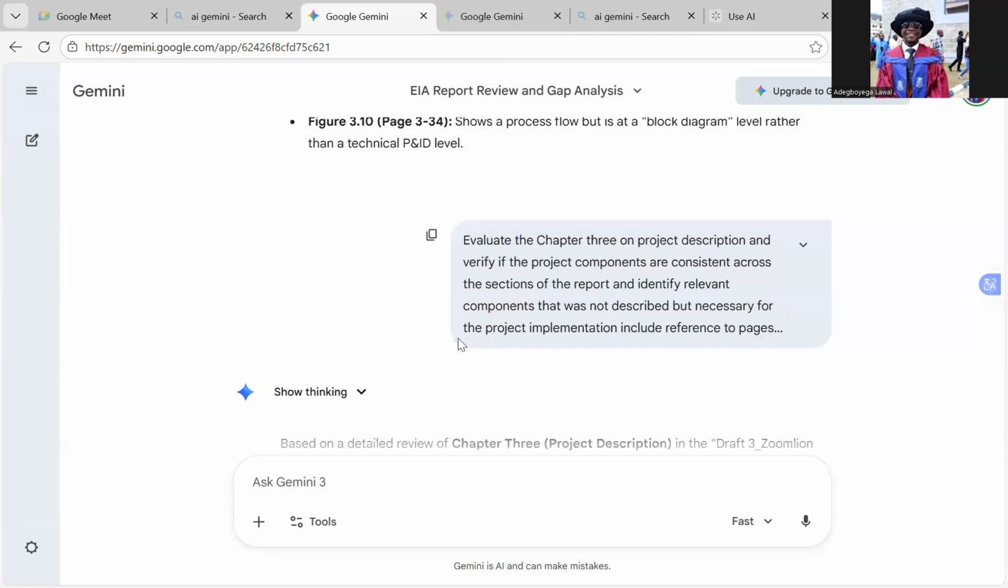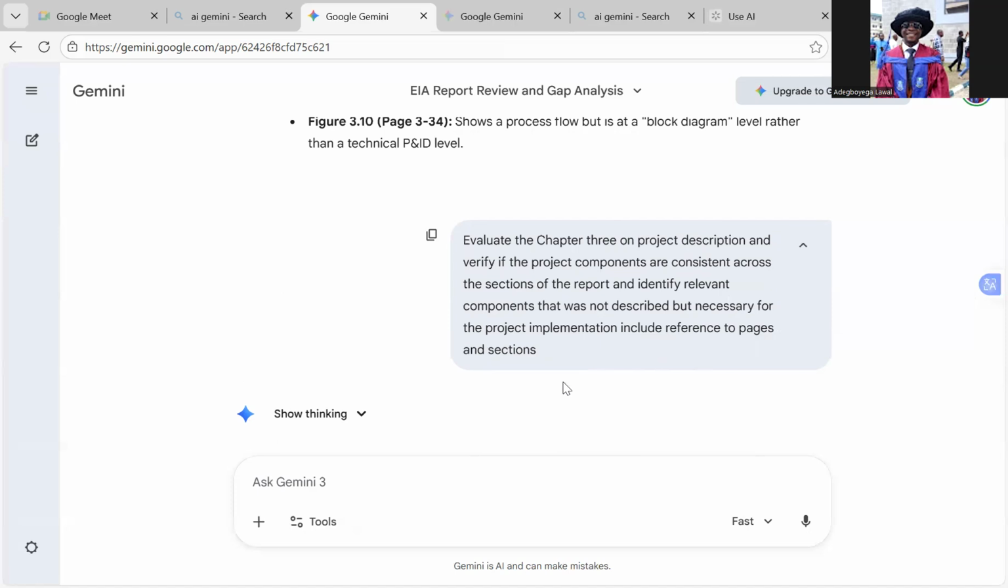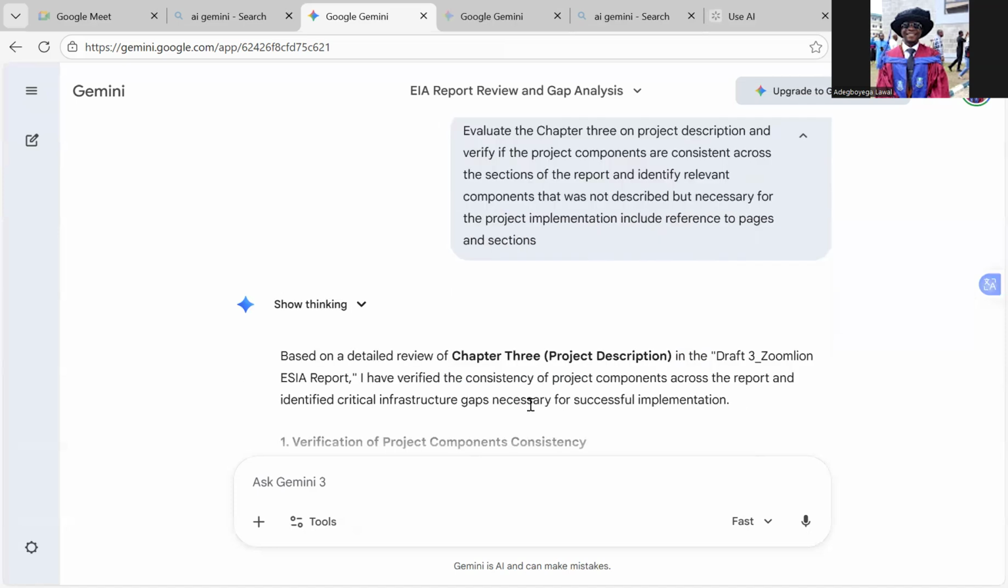So I was still looking out for more information and I added this prompt. Evaluate chapter 3 on the project description and verify the project components are consistent across the section of the report. Identify relevant components that are not described but necessary for project implementation, including reference to pages. So these are areas I feel that, based on the review of the chapter 3, I have verified the consistency of project components around the project report.